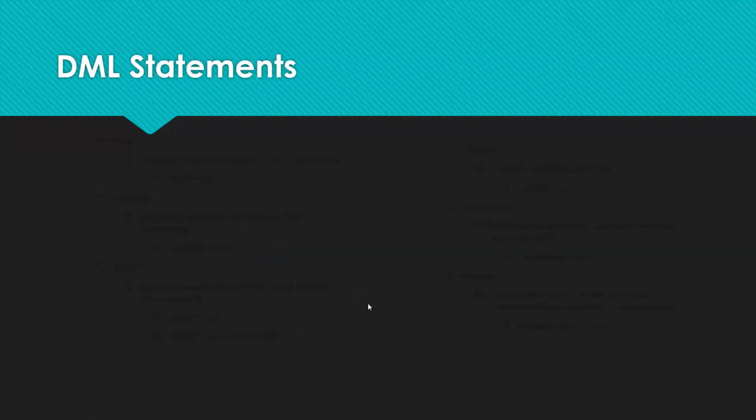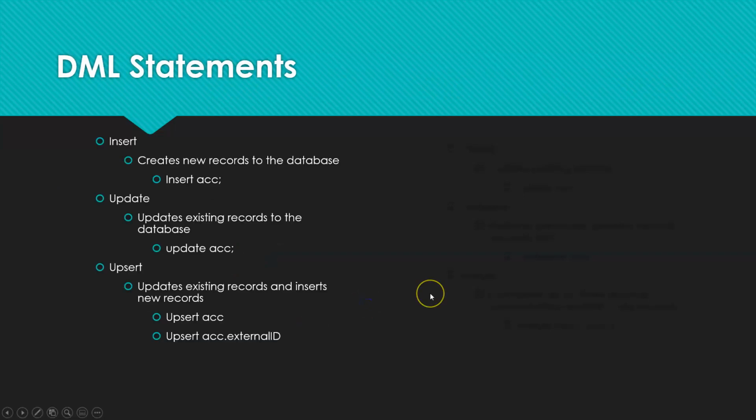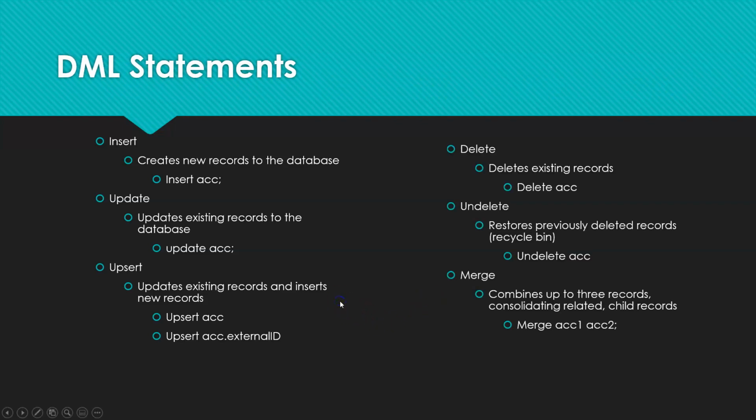So here are our DML statements. We have insert, update, and upsert, and insert allows us to insert a new record into the database. Update allows us to update an existing record. Upsert is a 2-for-1, so we both get to insert a new record and update an existing record, and I'll give you an example of that. We have delete, which deletes a record from the database and sends it to the recycle bin. And undelete restores the previously deleted records, and it's limited to what's in the recycle bin.